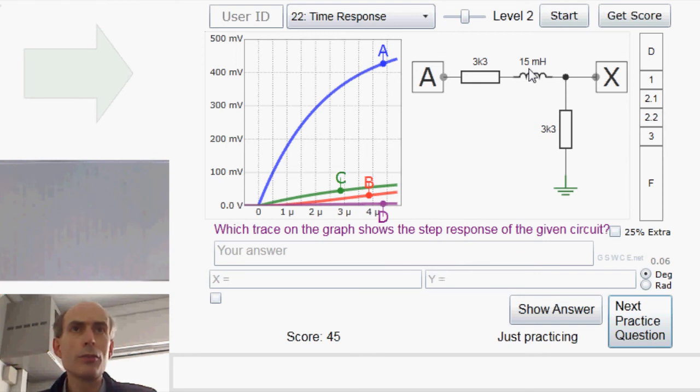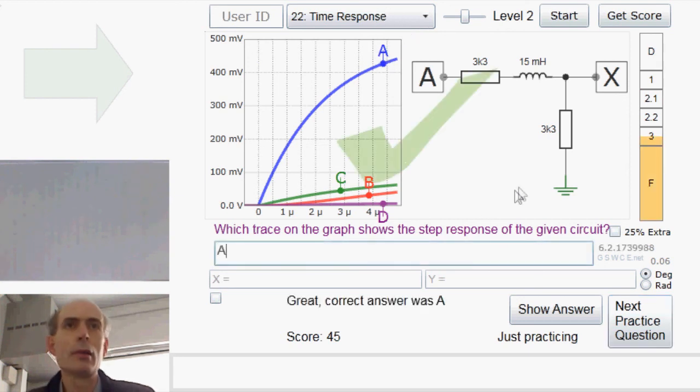And in that case, we've just got a potential divider with a 3K3 here and a 3K3 there, which means our output should be half of the input. And only one of these looks like it's going to get anywhere near 0.5, and that's A. So A. Fine. And so on.